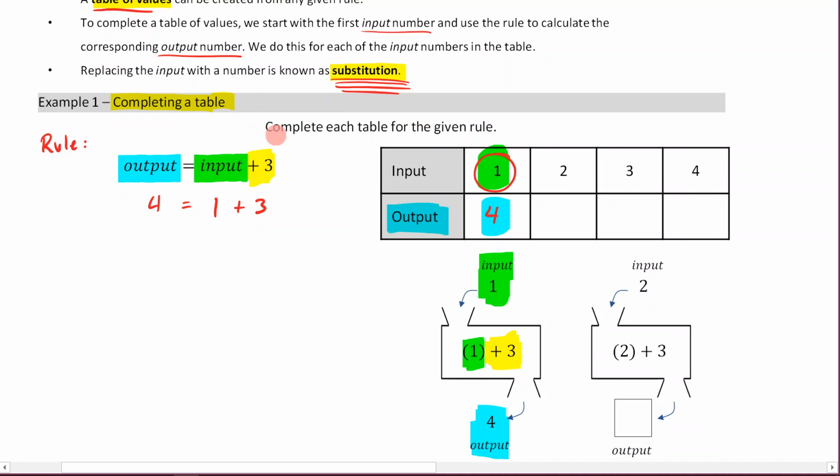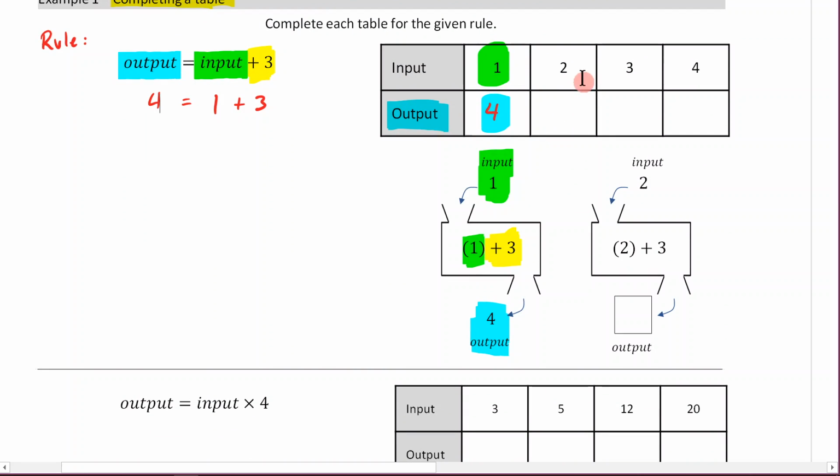Well, let's now do our next one. So for our next input, we have 2. So this time, as you can see, we have this 2 input. So we're going to put 2 into our machine here, 2. And our machine says, hey, we need a +3 to this thing.